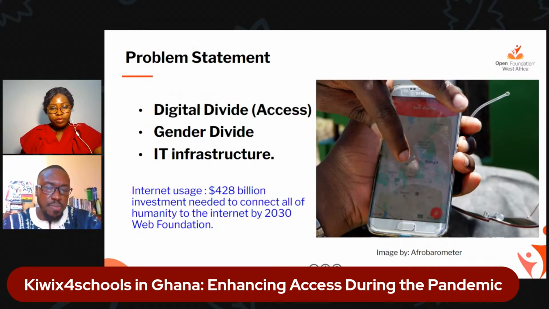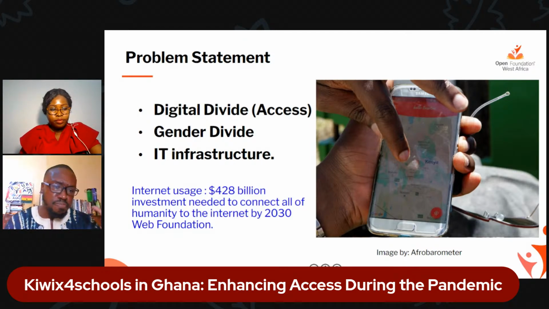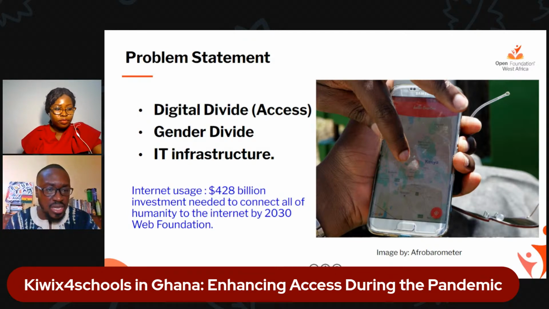Okay, so this is the problem statement that we came up with. In fact, there are multiple problems, but we were able to categorize them under these three indicators. The first one that we identified was the fact that there is a digital divide. To explain that further, we are talking about access. There is a dichotomy in Ghana where we have grade A schools and grade B schools, and also a class system of the haves and the have-nots, and also the rural and the urban. So there's always been this dichotomy that is posing a problem when it comes to access.